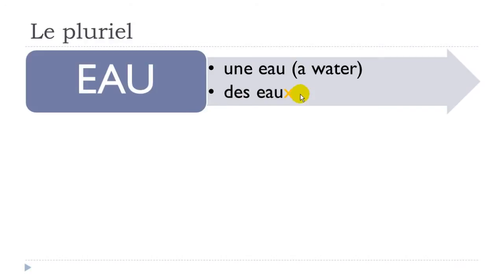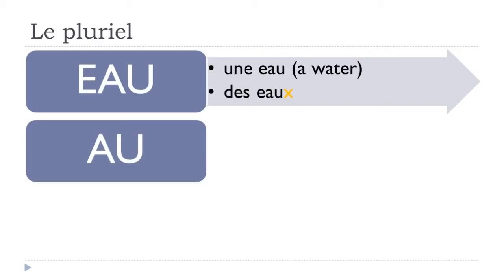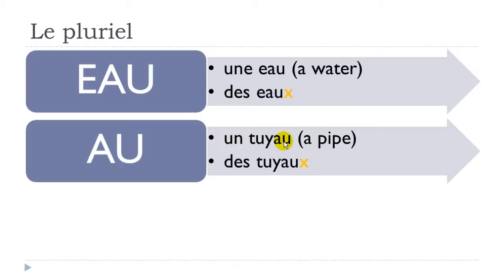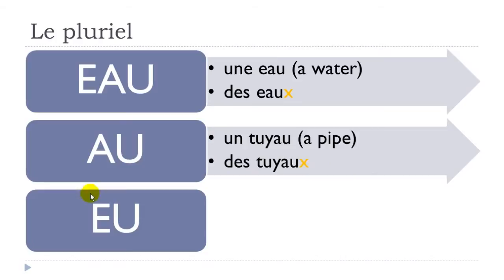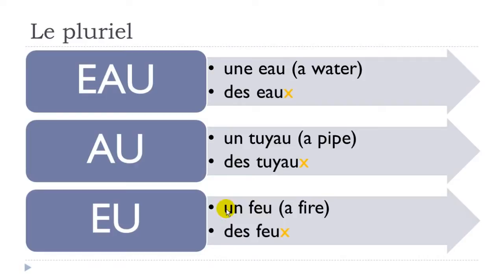All right, second group, words ending with a, u. Here is an example, un tuyau. Same rule here. You won't add s at the end, but instead of s, you will put x. Des tuyaux. Same rule, you don't pronounce it. Un tuyau, des tuyaux. The only difference will be with the article, because the word will be pronounced the same way. And then the last group is the words ending with e, u. Let's take one example. Un feu, and basically the same rule. You don't put s, but you put x instead, and you don't pronounce it. Des feux. Un feu, des feux.